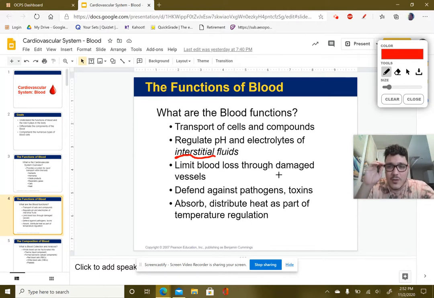Defense against pathogens and toxins, that's all about your immune system. We're going to learn about those immune system cells in this particular unit. So they play a major role in protecting your body against all the bacteria, germs, and viruses that we encounter daily. And then finally, absorbing and distributing heat as part of temperature regulation. That's what was just talked about in the last slide. But your vessels expand and contract according to how much heat there is. If it's too hot, they expand so you can release heat out of your body. If it's too cold, they're going to contract to keep that heat internal. So this all makes sense. Not too bad.